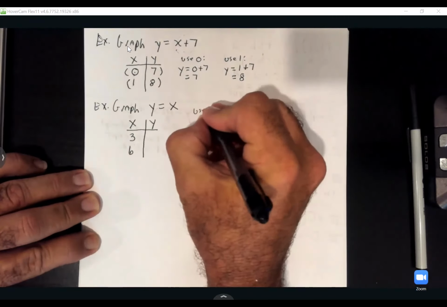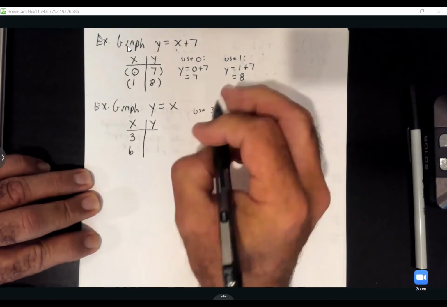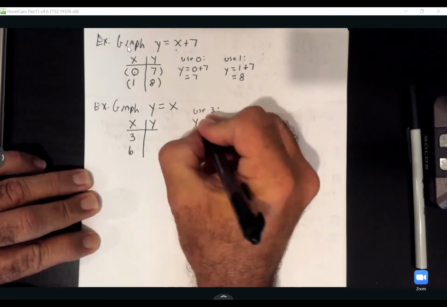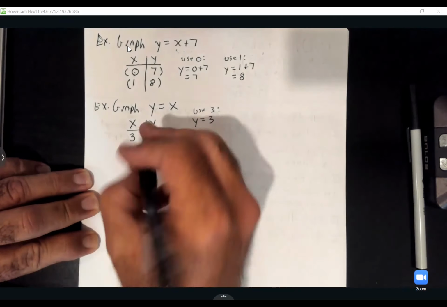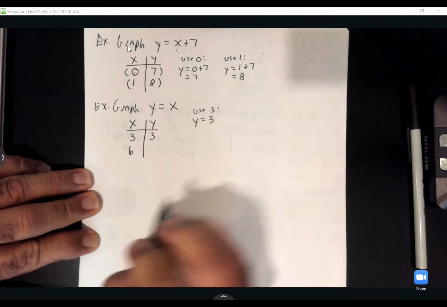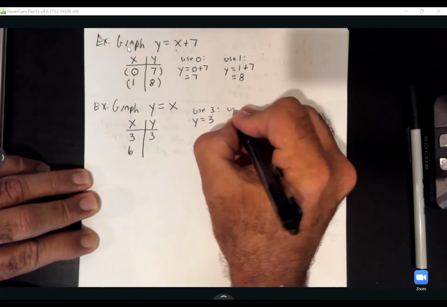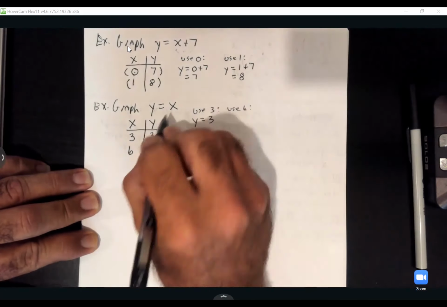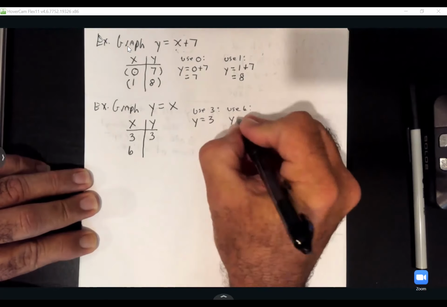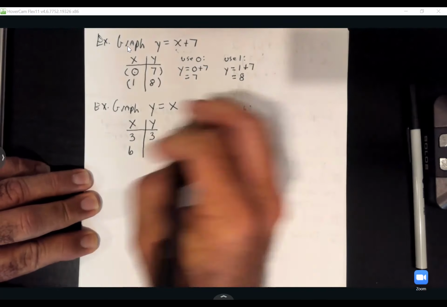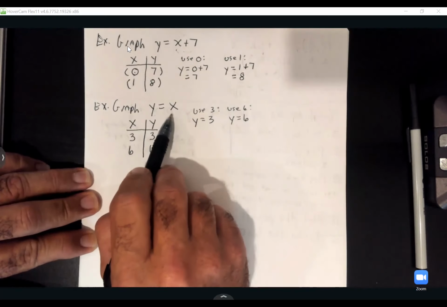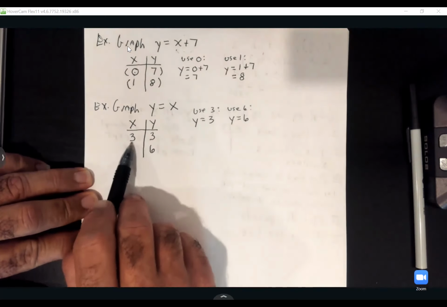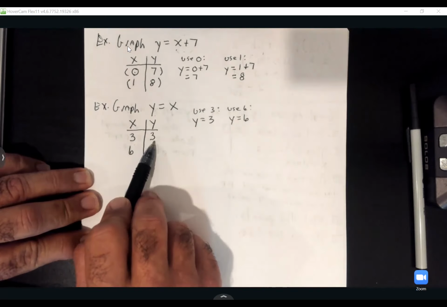So let me use the 3. So when I put a 3 in for the x, I get y equals 3. So I'm going to put me a 3 here. Then I'm going to use the 6. When I put a 6 in for the x, I get y equals 6. So when you got a y equals x graph like this one, no matter what the x is, the y is going to be the same thing.